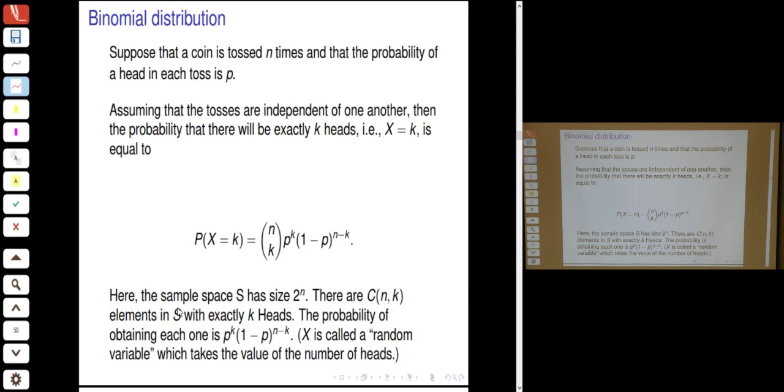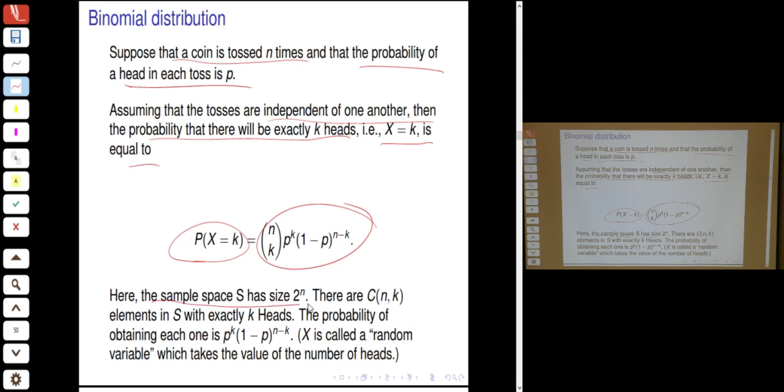So, let us continue with our lecture. We consider the binomial distribution. Suppose you have a coin that is tossed n times, and the probability of a head in each toss is p. Assuming that the tosses are independent of one another, the probability that there will be exactly k heads is probability X equal to k, which is n choose k times p to the k times 1 minus p to the n minus k.